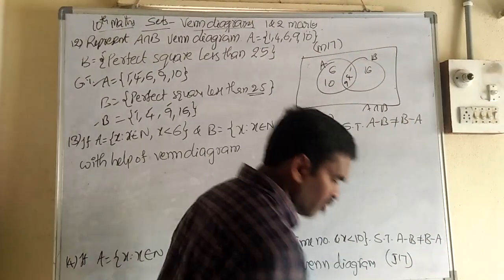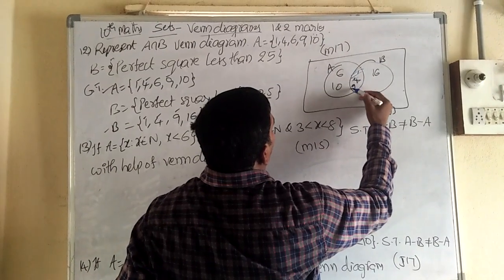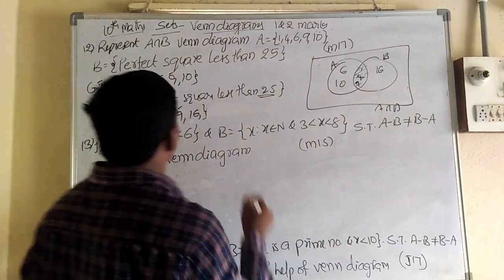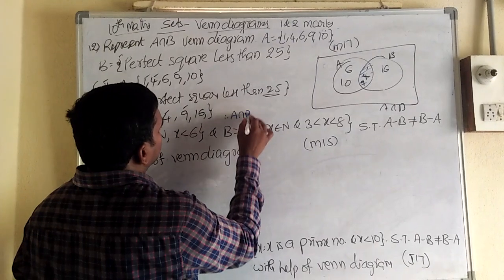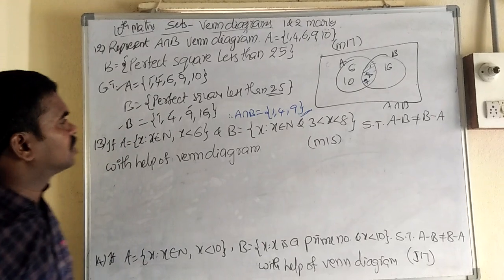So A intersection B means what? Shade the common part. So 1, 4, 9 are there. Therefore, A intersection B equals what? 1, 4, 9. This is the solution.